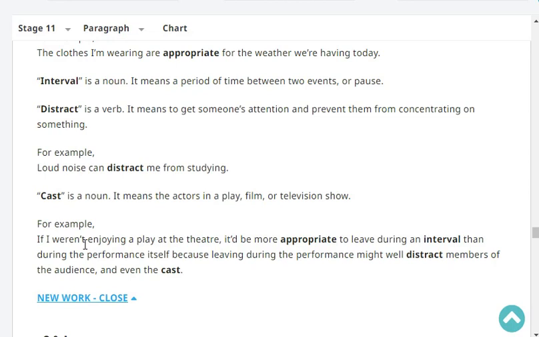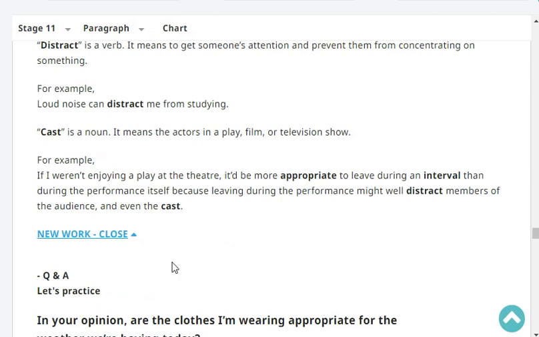Cast. The word cast is a noun. It means the actors in a play, in a film or television show. For example, if I weren't enjoying a play at the theater, it would be more appropriate to leave during an interval than during the performance itself, because leaving during the performance might well distract members of the audience and even distract the cast. Okay, very good.